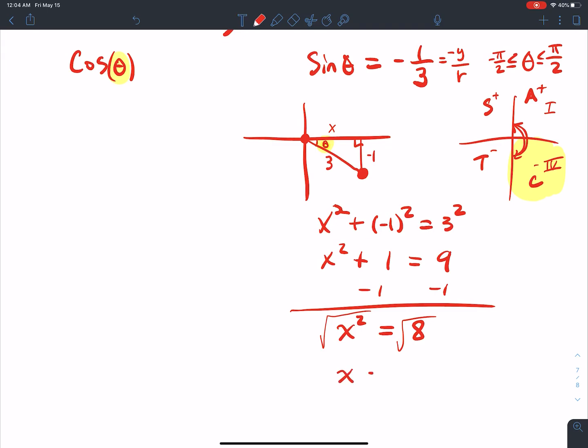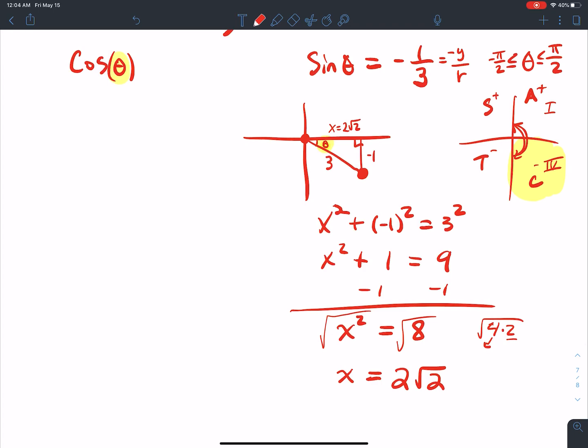I get x equals, well, square root of 8. 8 breaks down to 4 times 2. The square root of 4 is 2, so that comes out. But this last 2 has to stay inside the radical. So this side here becomes 2 square root 2, right?